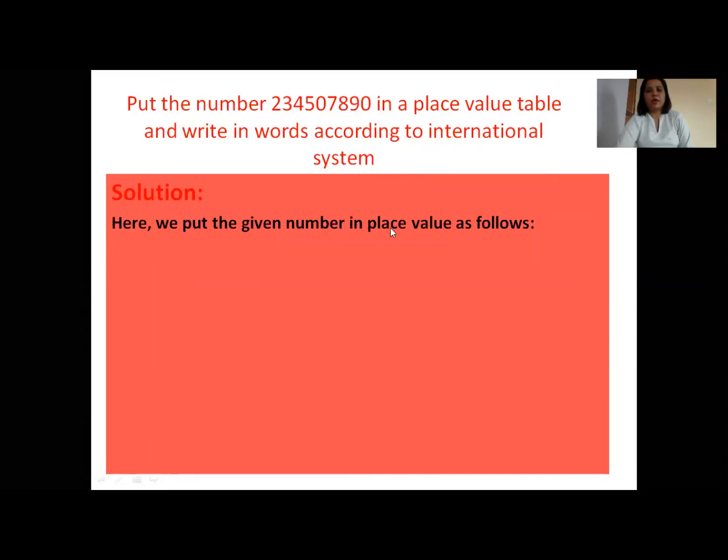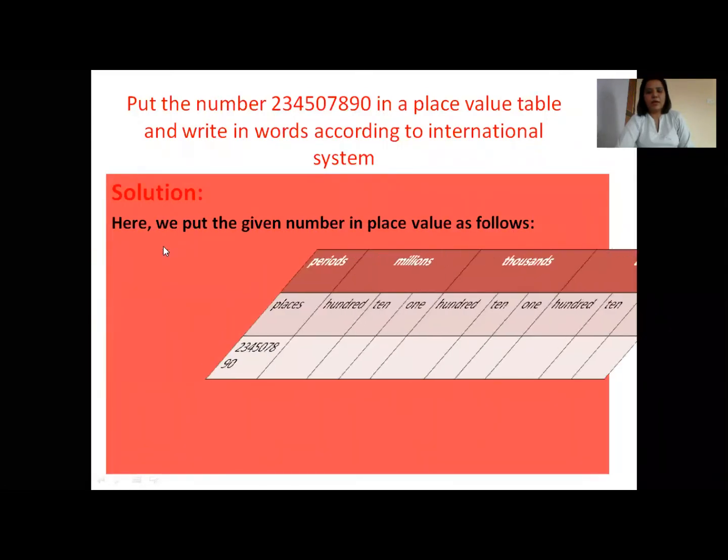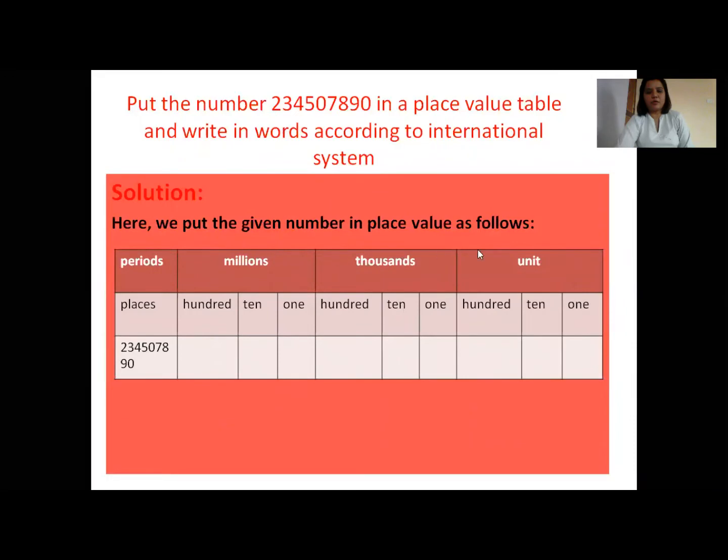Here we put the given number in a place value table as follows. I have drawn a place value table here. We have 3 periods in the international system, and they are unit period, thousands period, and millions period. And each period is divided into 3 places, ones place, tens place, and hundreds place. Now put the number here.